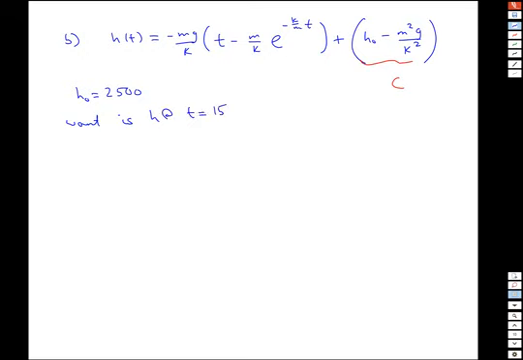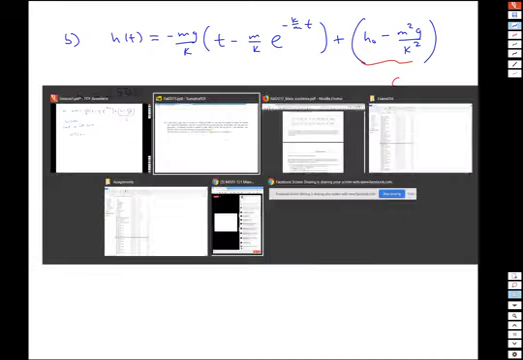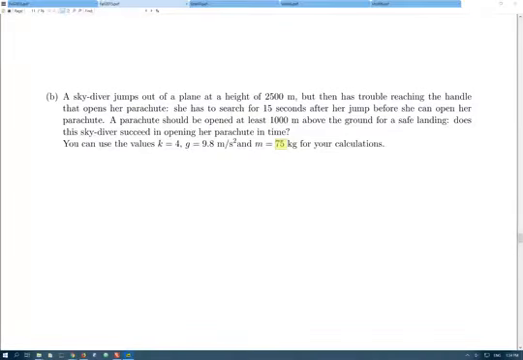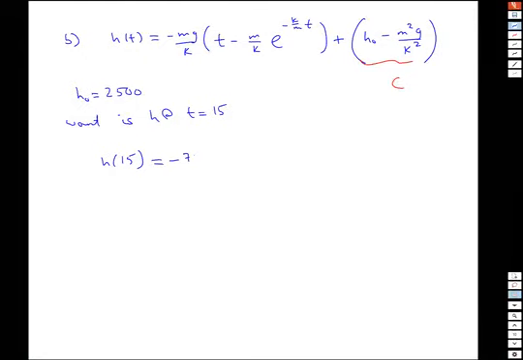So we're essentially plugging in the values here. You can find that value by plugging in all the numbers. There shouldn't be anything magical at this point. It should just be h of 15 is equal to negative, now I flip through and find what our values are. M is 75, k is 4, so minus 75, g is 9.8 over 4.